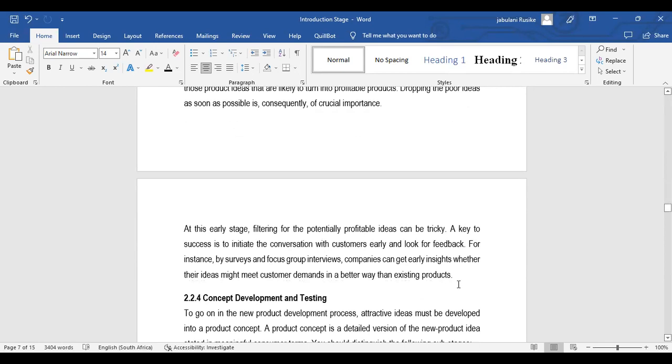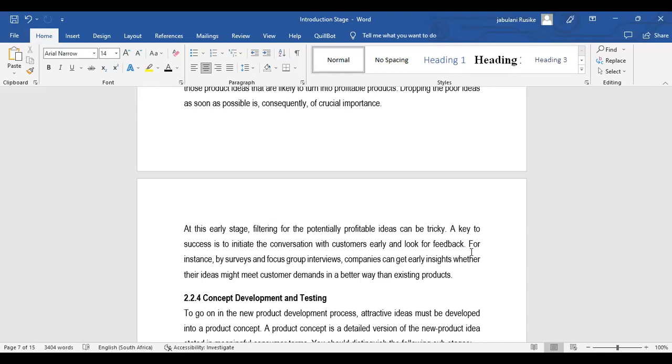They are saying here, for instance, by surveys and focus group interviews, companies can get early insights whether their ideas might meet customer demands in a better way than existing products. So by using surveys and focus groups, you are trying to see if the ideas that you obtained from the first stage of idea generation are feasible or viable for you to take to the next stage.